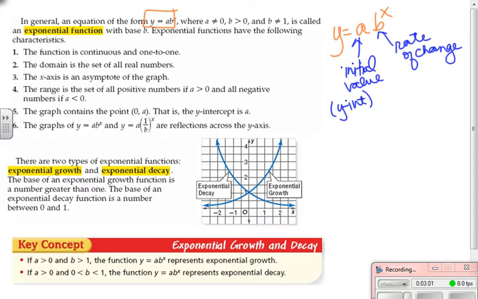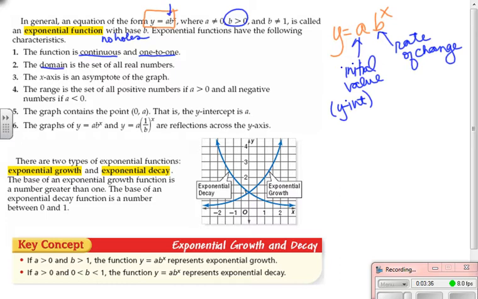So in general, for an equation of the form y equals ab^x, here are our restrictions. a can't be 0. Well, that makes sense because the whole thing would be 0. b must be greater than 0, so that rate of change has to be constant. It can't be 1. Okay, so those are your restrictions. So it's continuous and it's one-to-one. So there are no holes. And for every x you put in, there is a unique y that comes out. There's no doubling up. That's what one-to-one means.